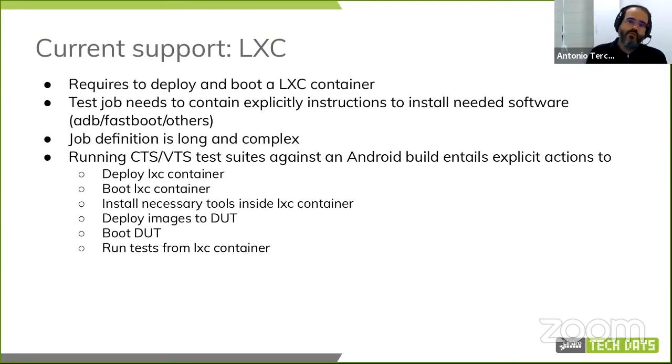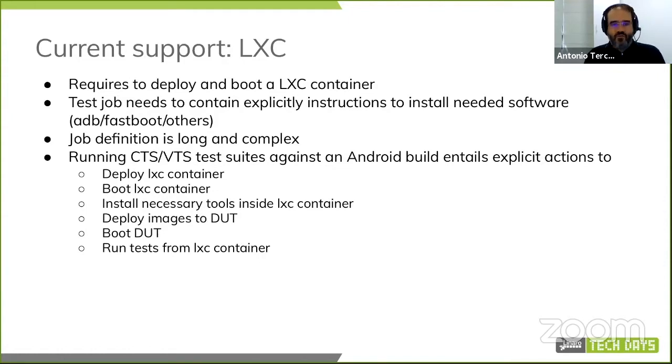So right now we support that using LXC. You treat LXC basically like a regular Lava device. You deploy some file system to it, you boot it, and then you run tests. You run the code there that will both install any dependencies you need and do the job you want. And as I said, the test job needs to contain explicit instructions to install the needed software. So you want to pull ADB and fastboot from somewhere. You want to connect to the board and do your thing. This makes the job definition a little long and complex, more than is necessary.